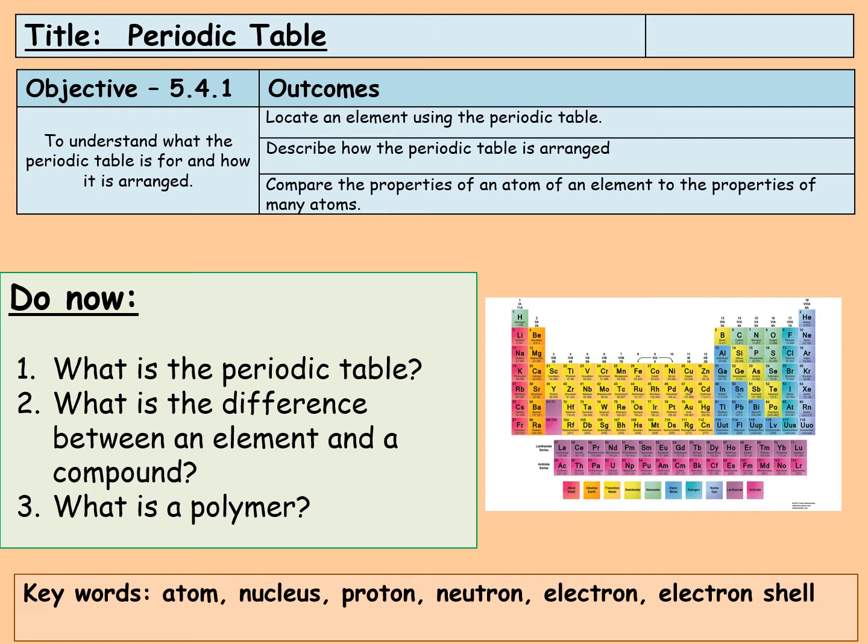To start off, you've got your three do now questions here. What is the periodic table? So put what you think it's for. Number two, what's the difference between an element and a compound? You should know that from the beginning lessons of this unit. And number three, what is a polymer? Okay, so have a go at those three questions and we'll go through those at the end of the lesson. So pause the video now to answer those questions, please.